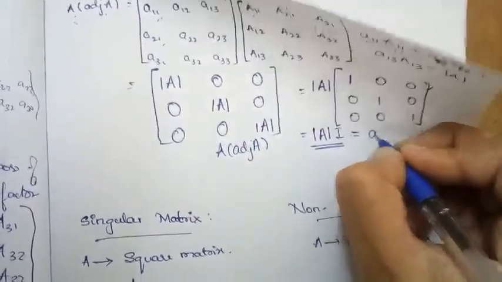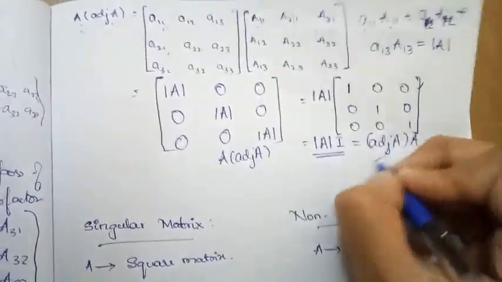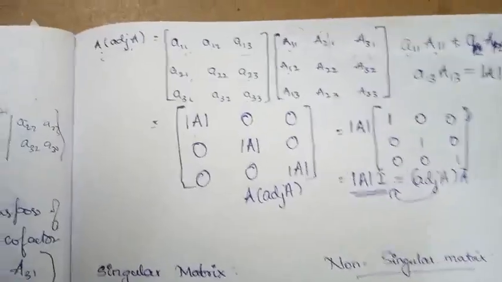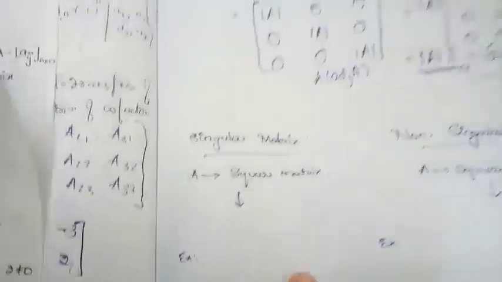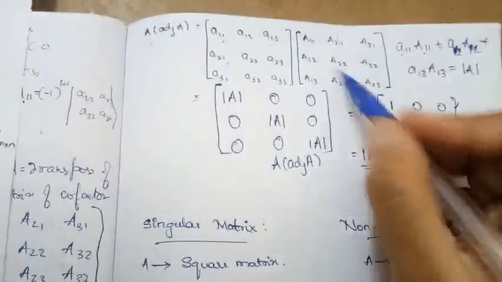You can also verify adjoint A into A, and you will get the same value. This is how we have verified theorem 1. If you didn't get this one, please try to expand it and try to understand what I have said in this concept. Okay. Let us go.